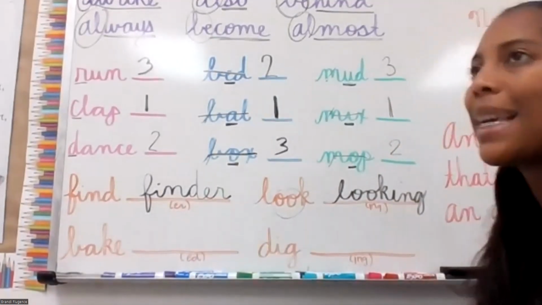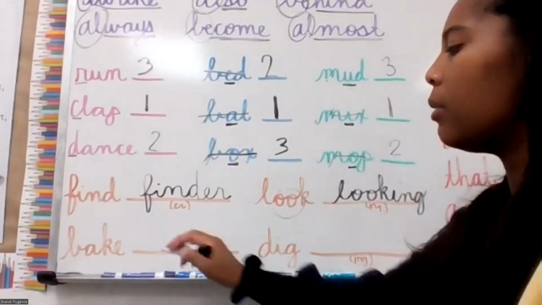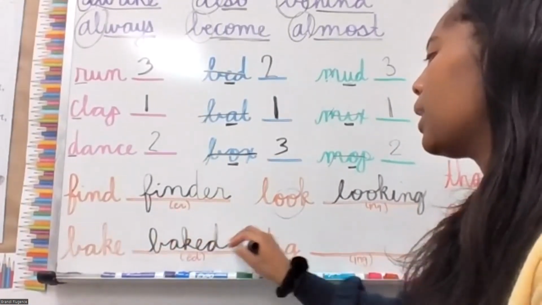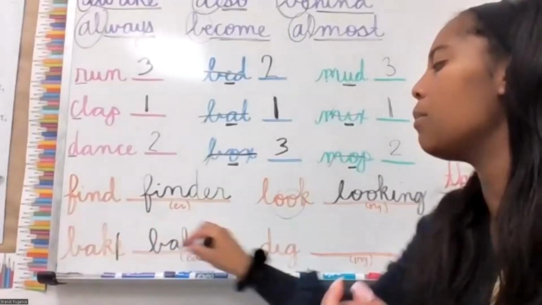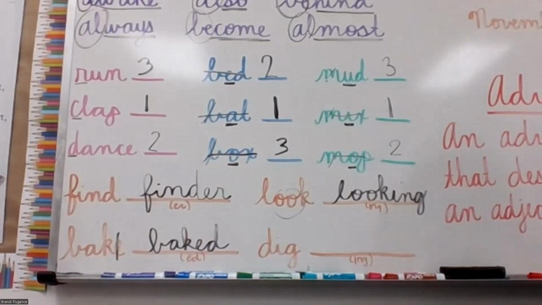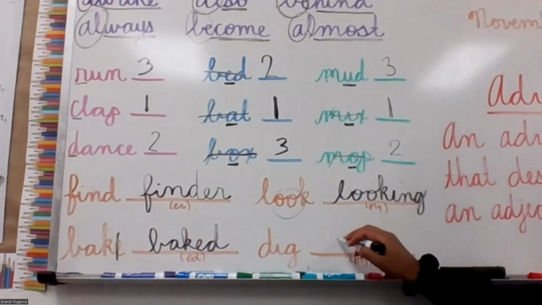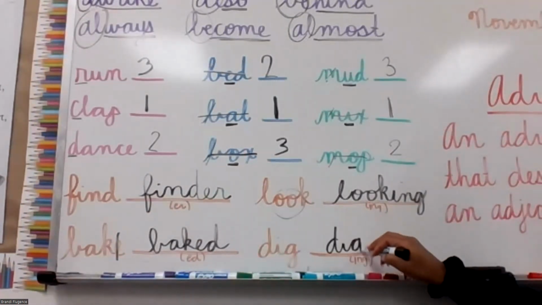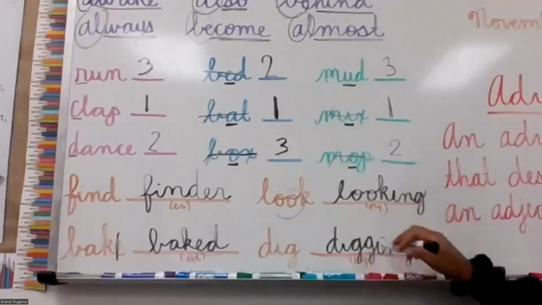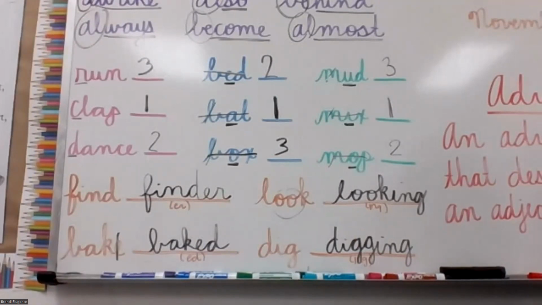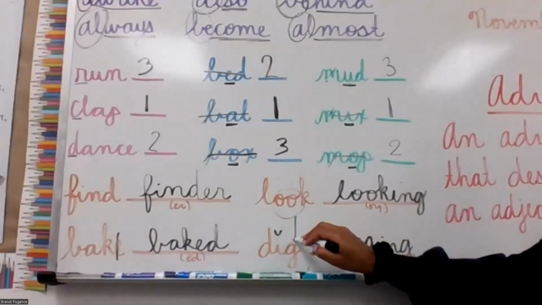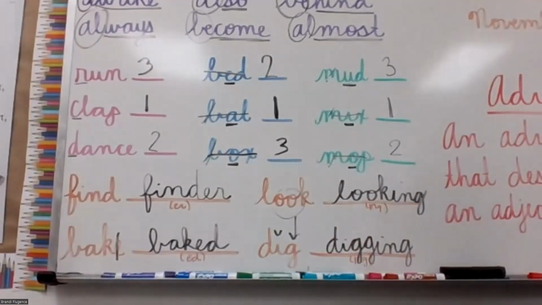Bake, turn it into baked. ED, how do we write it? B-A-K-E. B-A-K-E-D. We drop this E, but we add suffix ED. And then we have dig. Let's turn it into digging. How would I write digging? D-I-G-G-I-N-G. Some people do double. Yes, it is GG. This is a short vowel consonant. We double that G. Digging.